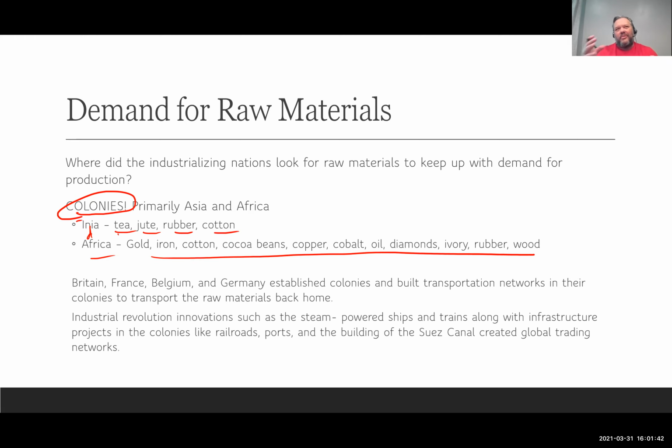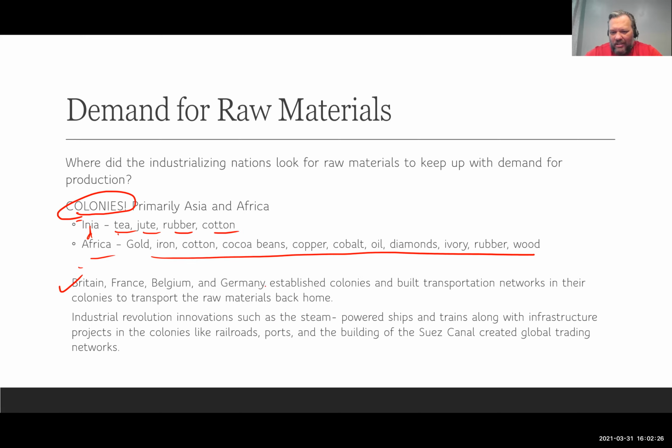And so the European countries would establish these colonies for those raw materials, and the raw materials would come back to them. They would convert them into finished products. And we know, especially after our agriculture unit, that the people that manufacture the finished good, they're the ones that make the money, not the farmers. And so this is the beginning of the exploitation of a lot of these, we'll just say developing countries, for lack of a better word, at this point. So you can see Britain, France, Belgium, Germany established all these different trade routes and transportation networks to connect the colonies to the home country. And again, the home country is where these raw materials would go back to get built.